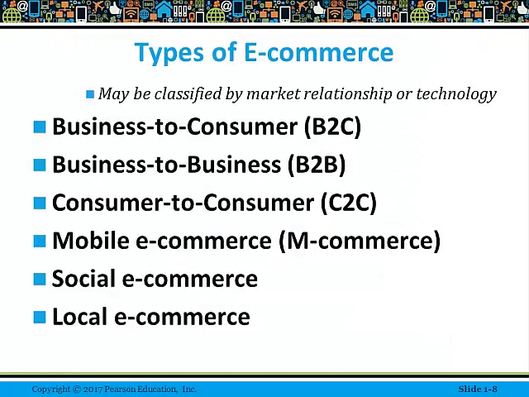A third e-commerce market relationship is that of consumer to consumer, a C2C market. This is basically a venue that connects one consumer to a market and able to sell its goods to another consumer. Websites such as Craigslist and eBay are probably the most well-known companies within the C2C market space.